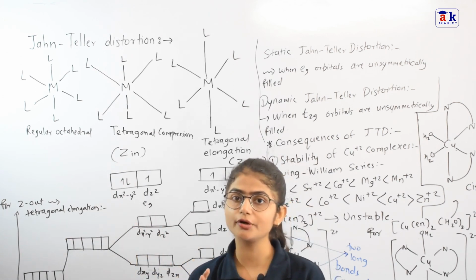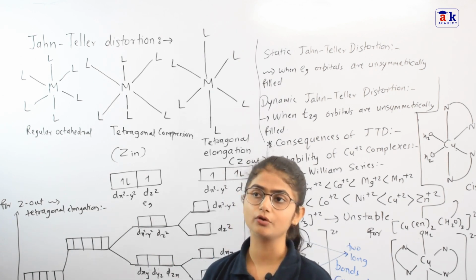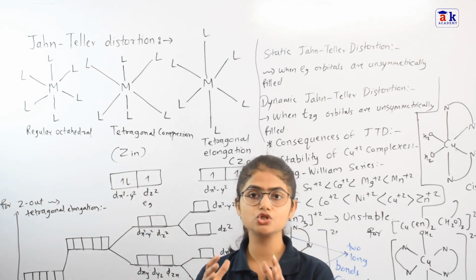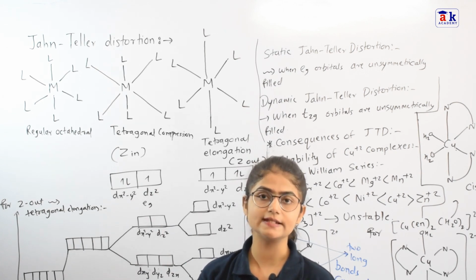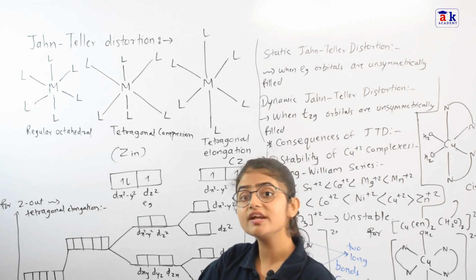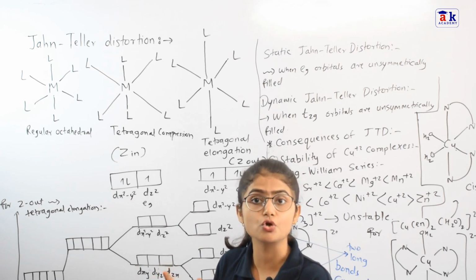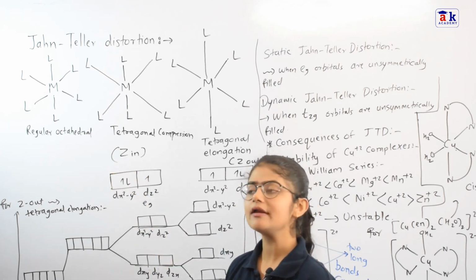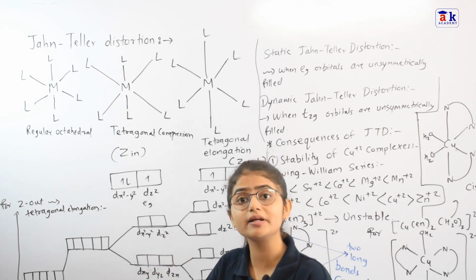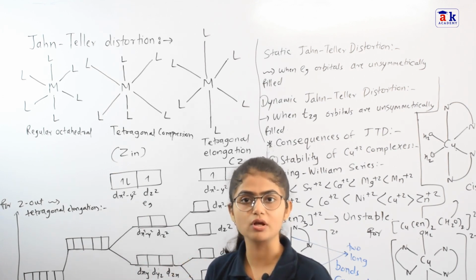Such a distorted octahedral geometry is called tetragonal distorted geometry, or tetragonal distortion. We know that the eg orbitals, that is dx square minus y square and dz square, point directly toward the ligands, and that's the reason when eg orbitals are unsymmetrically filled, we see a strong distortion in the octahedral complexes. The t2g orbitals are lying in between, that's why when t2g orbitals are unsymmetrically filled, the distortion observed is to a very small extent.